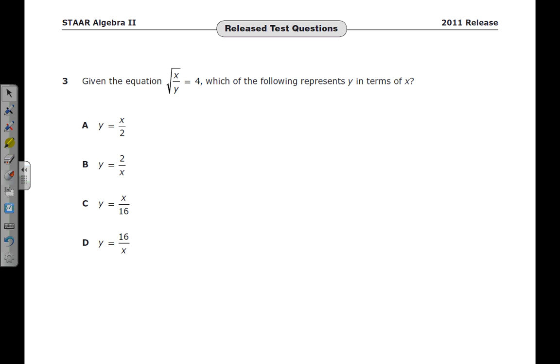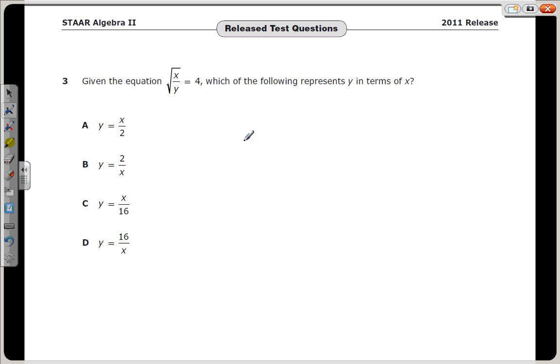So all we are doing here is isolating y, and whatever equation matches would be the answer, right? So we have the square root of x over y equals 4. To get rid of y as a denominator, I first need to get rid of the square root, and then address the fraction, and then isolate y. What is the opposite of the square root? The opposite is squaring, so let's square both sides. Since square and square root are inverses, they cancel out, and you're going to have x over y equals 4 squared, which is 16.